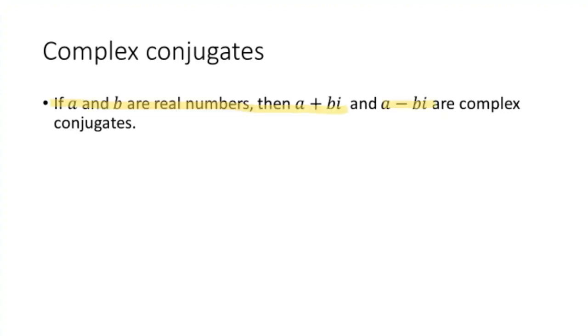The complex conjugate of a number a plus bi is a minus bi. Just like with conjugates in the previous section, if I have a number, to get its conjugate, I just switch the sign. So if I see a plus bi, its conjugate is a minus bi. If I see a minus bi, switch the sign to a plus bi. That's how you get the conjugate.